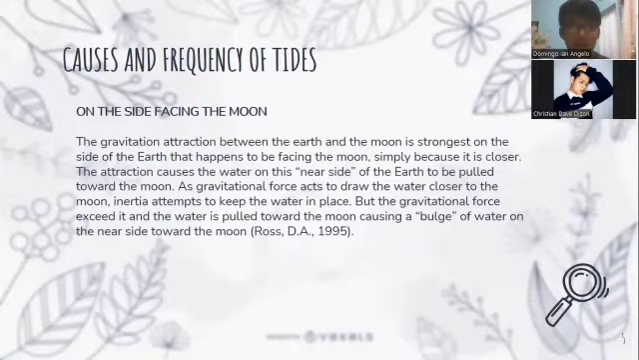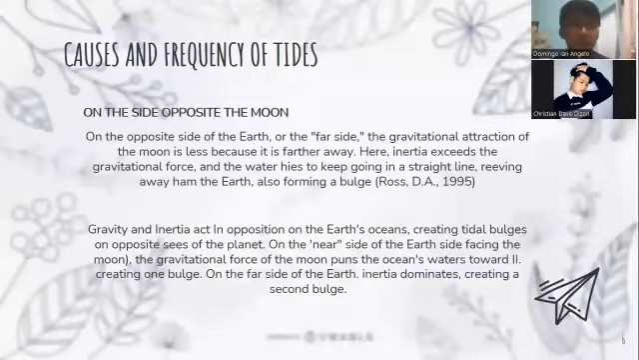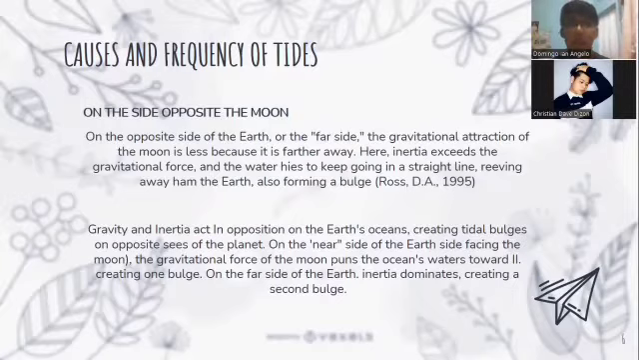Ayan. Next, on the side opposite the moon. So ito, opposite naman siya nung kanina. On the opposite side of Earth, or the far side, the gravitational attraction of the moon is less because it is farther away. Here, inertia exceeds the gravitational force and the water tends to keep going in a straight line, away from the Earth, also forming a bulge. Gravity and inertia act in opposition on the Earth's ocean, creating tidal bulges on opposite sides of the planet.